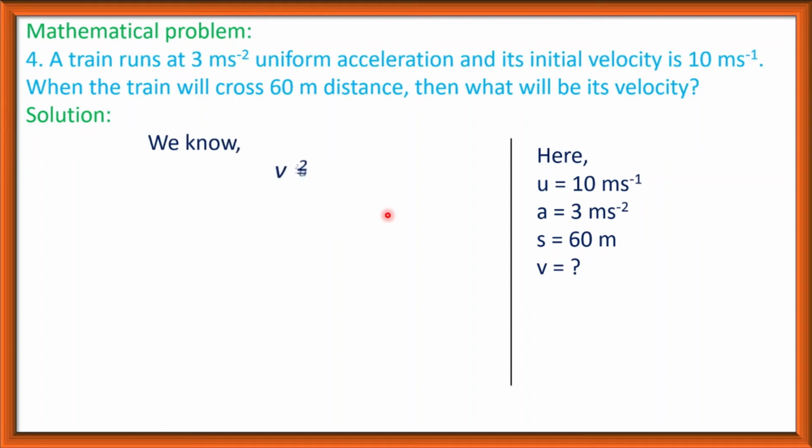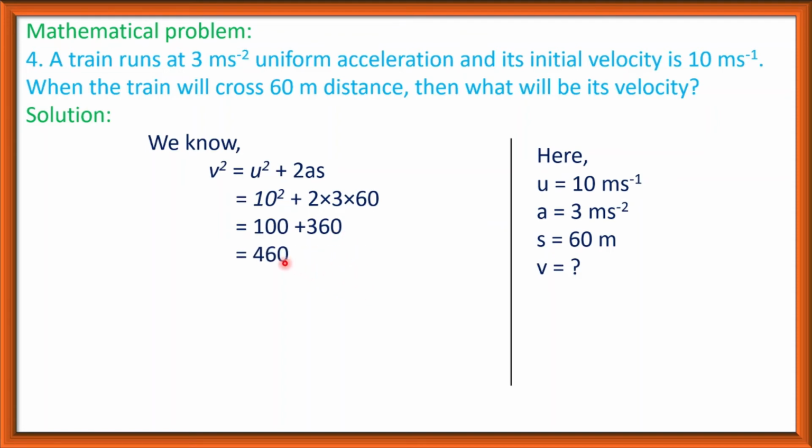We know v square is equal to u square plus 2as, where u is equal to 10. So 10 square plus 2 into a, that means 3, into s, that means 60. Here 10 square is 100, 2 into 3 into 60 is equal to 360. This is equal to 460. That means v square is equal to 460.